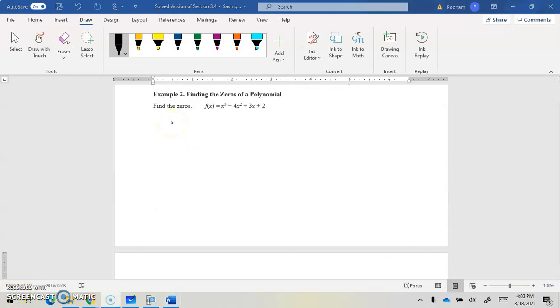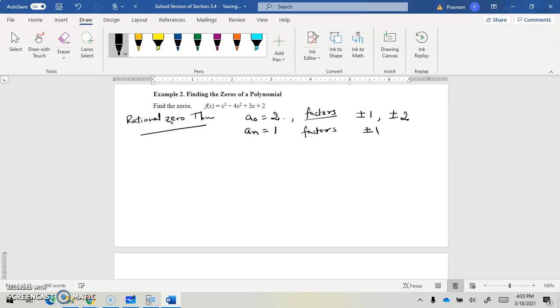Let's do example 2, finding the zeros of a polynomial. Now this rational zero theorem can be used to find the other zeros too. How? Let's start with applying the rational zero theorem first. Note down your constant term, a naught is 2, and your leading coefficient, which is 1. So factors of the constant term are plus minus 1 or plus minus 2. Factors of the leading term are only plus minus 1.